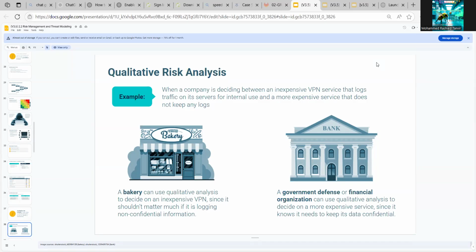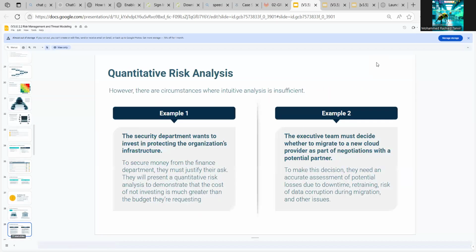So you understand how to use a VPN and how to use qualitative risk analysis. We are always trying to determine where to use this analysis. If you take the bakery, this analysis is not possible. Quantitative risk analysis example 1.